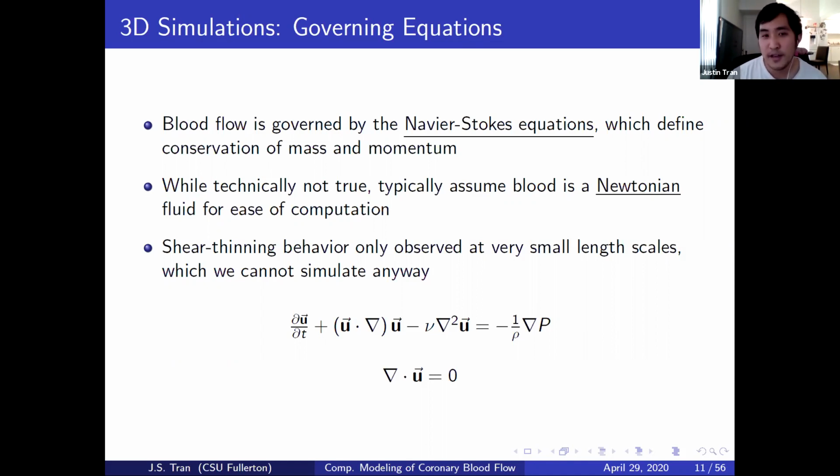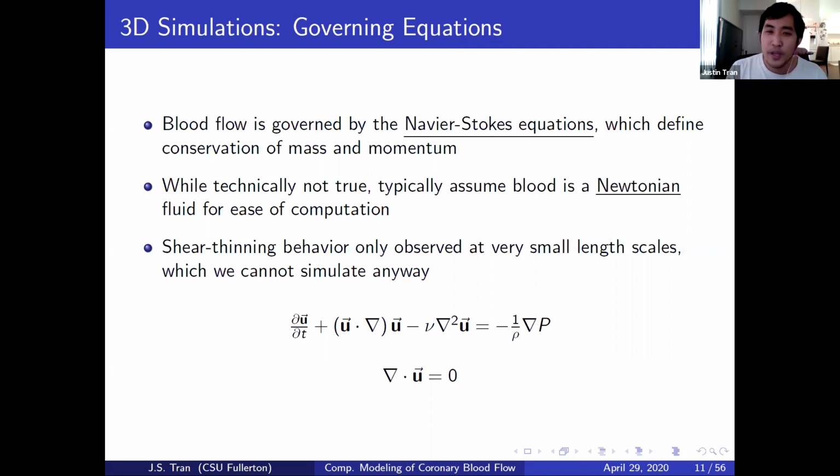We justify that assumption by saying that the shear thinning behavior, which is the non-Newtonian behavior that blood experiences, you only really observe at really small length scales. The reason is that blood is comprised of a lot of tiny blood cells, and when blood has to squeeze through your tiny capillaries, the cells have to squeeze their way in, and that gives rise to the shear thinning behavior.